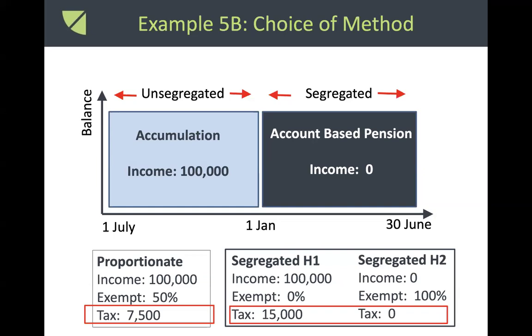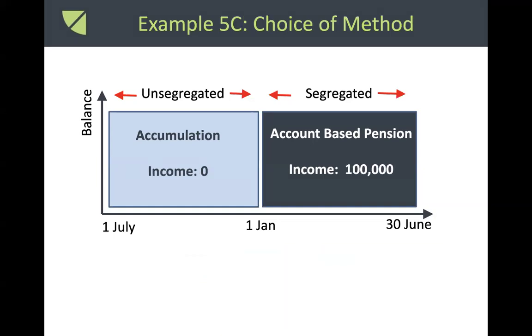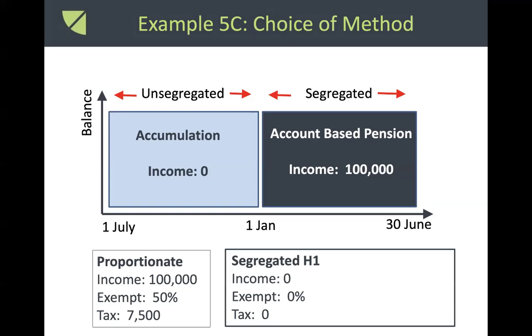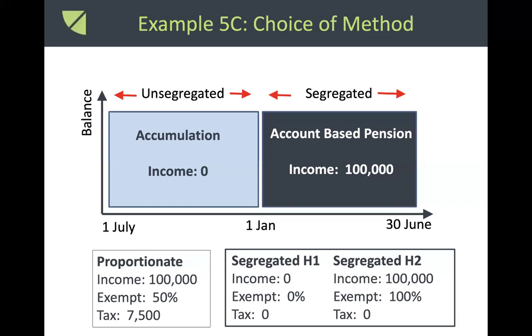And in our third scenario, we have the reverse. Now we have all the income being back-ended. The proportionate method, once again, is exactly the same because we're looking across the entire year. $7,500 of tax. The segregated method, first half of the year, we've got no income and therefore no tax. And in the second half of the year, we have lots of income. We've got all our income in the second half, but it's all exempt because the assets are segregated. So the income's all exempt, so there's no tax.